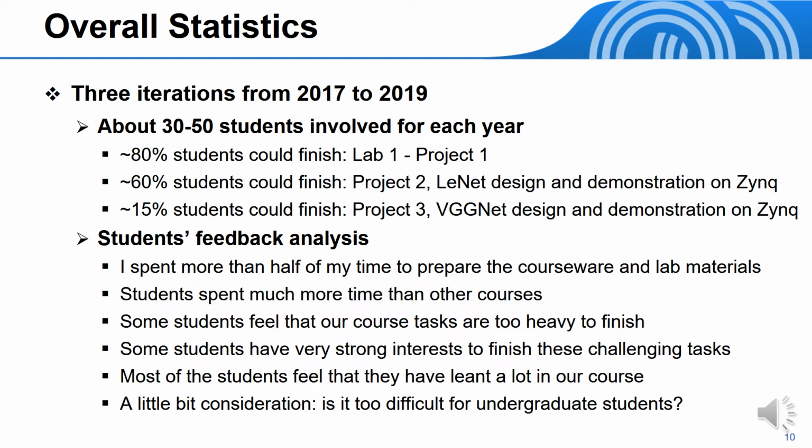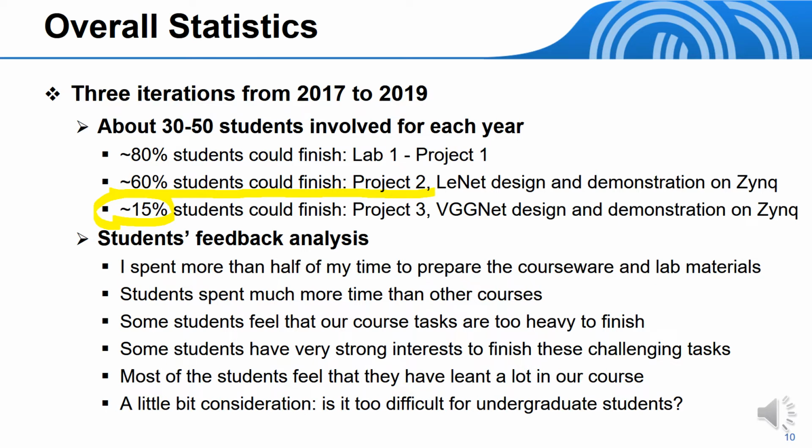Since 2017, our course has been iterated for 3 years. Each year, we have about 30 to 50 students taking our course. About 80% of students could finish Lab 1, Lab 2, Lab 3, Lab 4, and Project 1. And about 60% of students could finish the second project, which aims to design the LeNet on a Zynq FPGA and demonstrate its functionality. The final project, to design the VGG net on a Zynq FPGA, is very challenging and very difficult. Only about 15% of students could finish this task and demonstrate their design correctly.